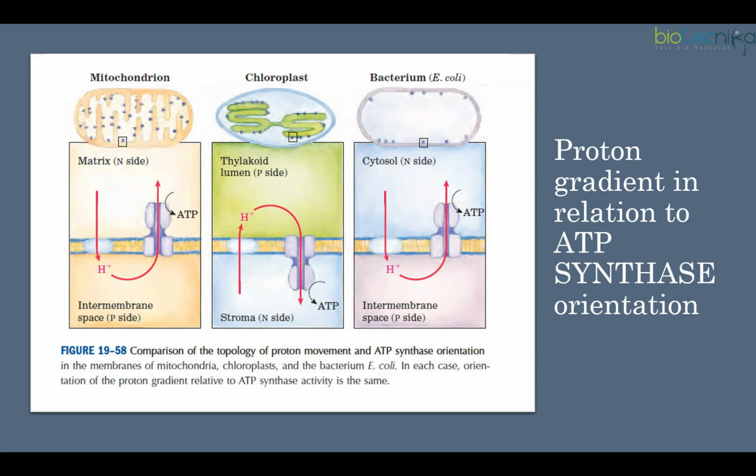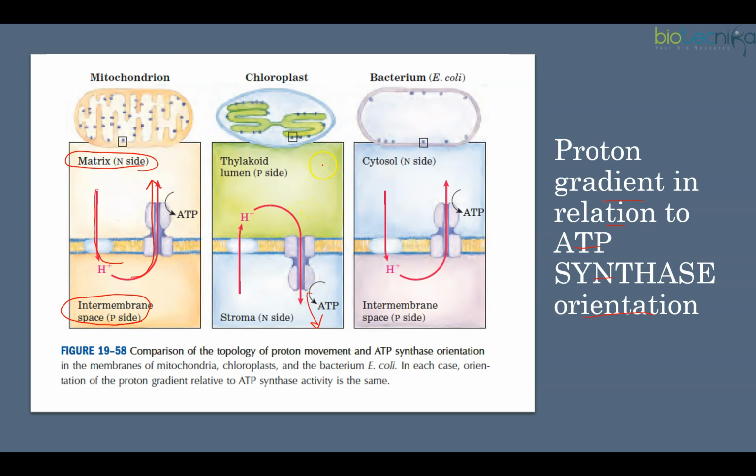Now, proton gradient in relation to ATP synthase orientation. Just now we saw in mitochondria, the P side was the intermembrane side where the H+ ion gradient was created, and the ATP was getting generated in the matrix, which was the N side. So whichever is the N side, there the ATP will be generated. Remember this. The statements in the exam can be confusing in true or false, but you have to answer carefully.